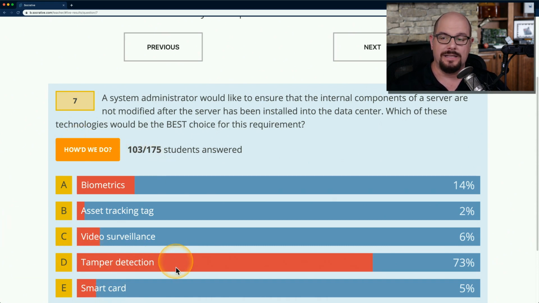I'm going with D. It's the best possible answer. It's very unambiguous. It is very clear what the best possible answer is here. And if you answer D, 73% of you got that one absolutely right. I would not say that this is a tricky question. This is a very straightforward question.